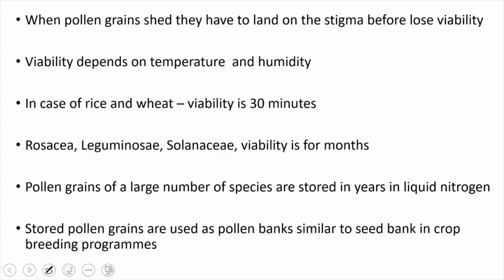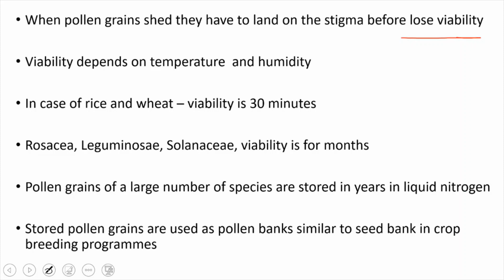So the next case, what happens when the pollen grain sheds? See, after reaching maturity, either at the two cell stage or the three cell stage, the pollen grains will shed from the anther, right? So what happens to the pollen grains after they shed? After they shed, they have to land on the stigma before they lose their viability. Viability means fertilizing the female gamete and resulting in the formation of the zygote. Before losing their viability, they should fall on the stigma to get germinated.